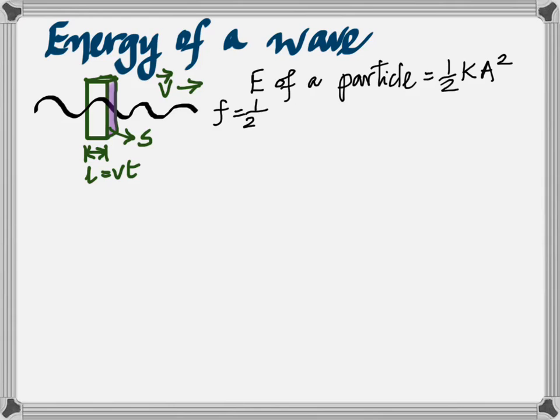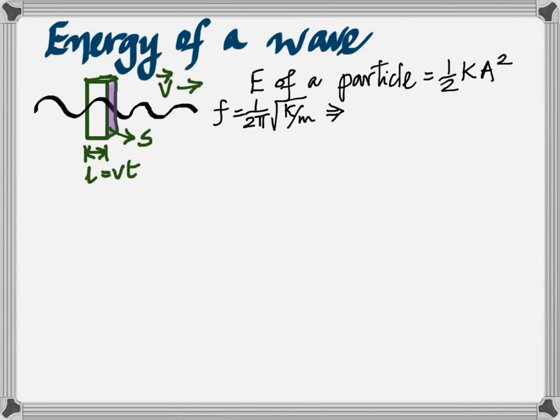What's the formula for frequency? 1/2 pi root K by M. Just finished the semester. Does anybody know the formula for time period? 2 pi root M by K. Frequency is the reciprocal of time period. Okay, that's the formula for frequency.